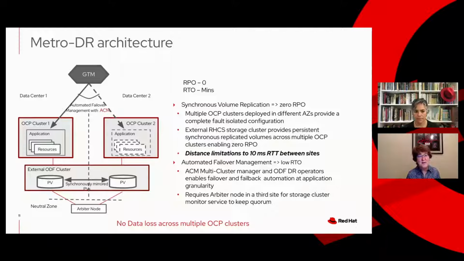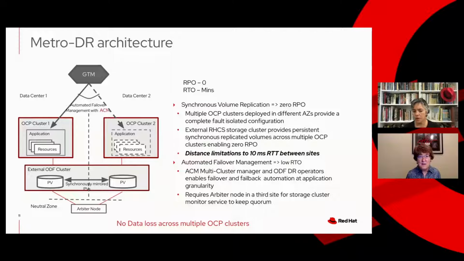Now, the Arbiter node must stay available if there is a failure. So it has to be somewhere which is not data center 1 or data center 2. It's just what we call a monitor service. So it could run in a cloud environment on, say, an EC2 instance or something, as long as there's reachability back to the Ceph cluster.